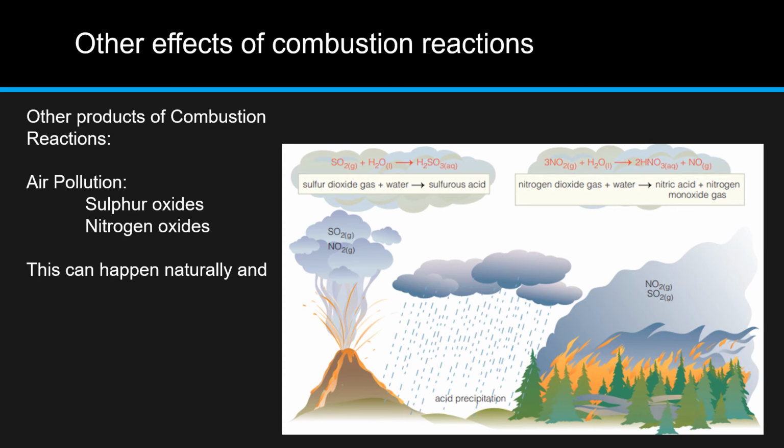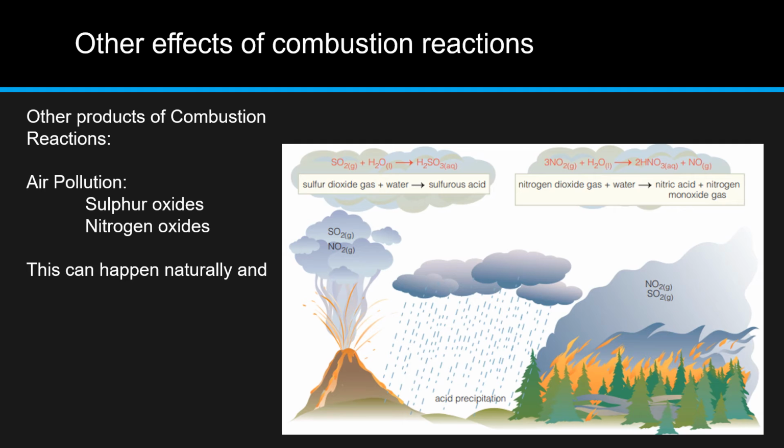What happens is, you might want to copy this and pause the image as we talk about it. So if not right now, pause it and we can copy down this little image. What can happen is this happens naturally. Sulfur and nitrogen get released naturally.